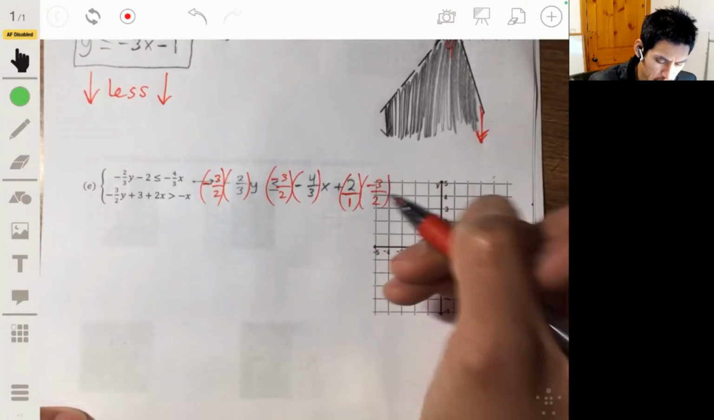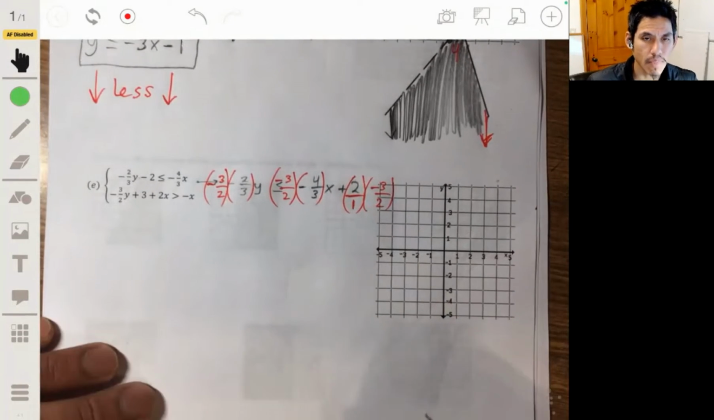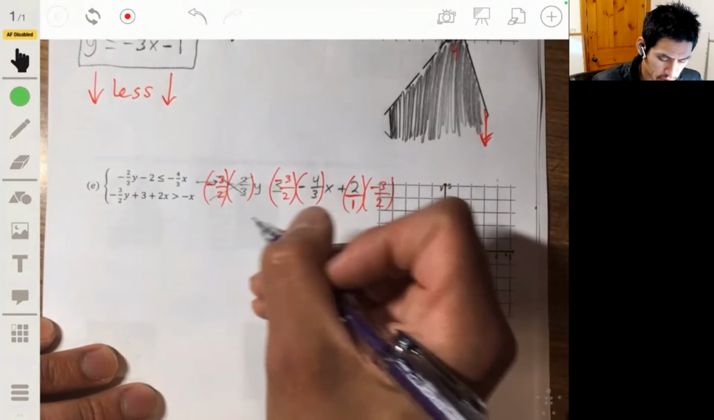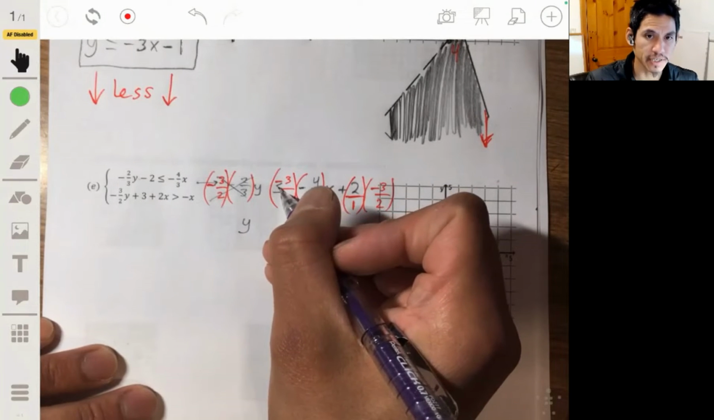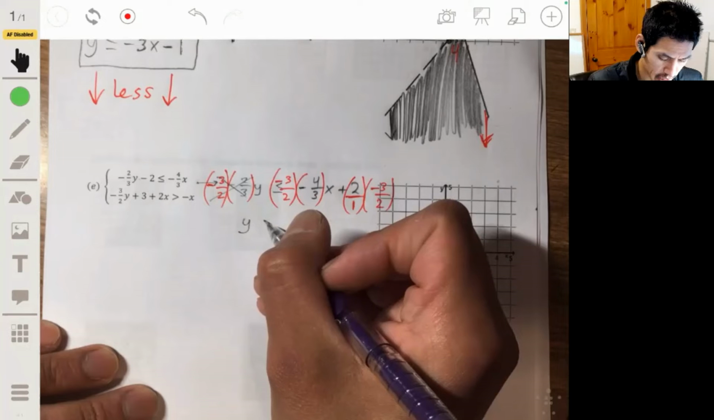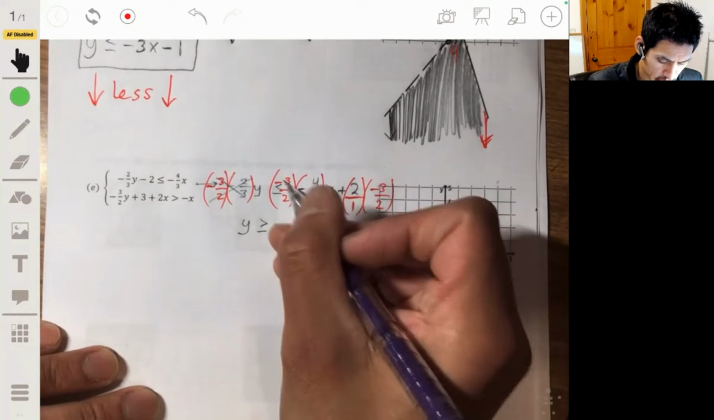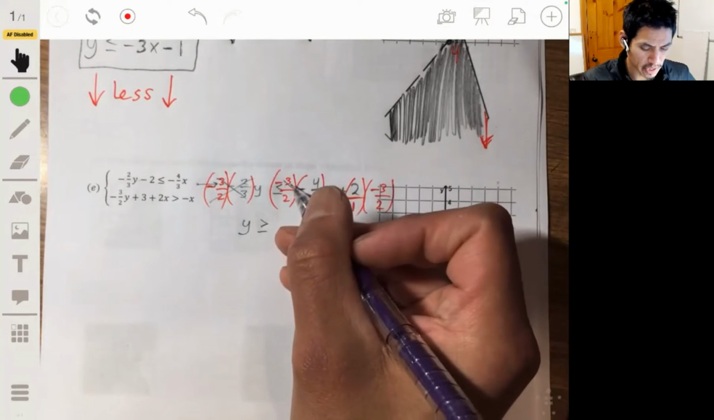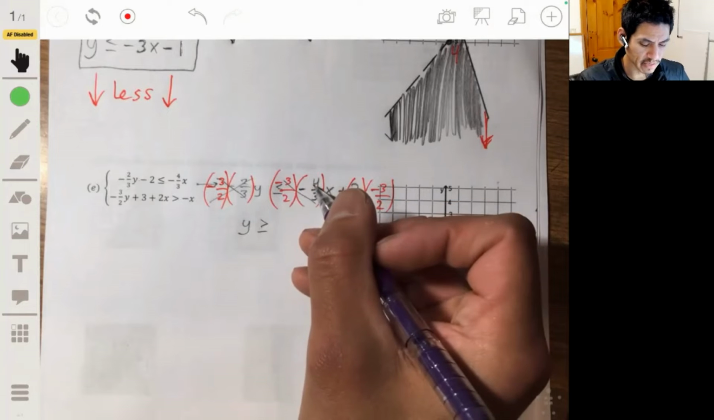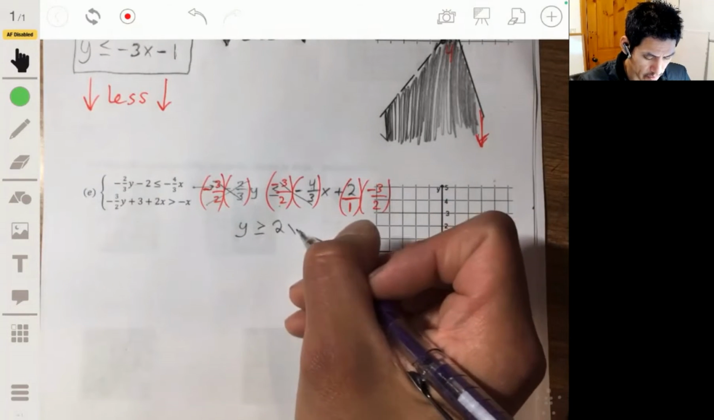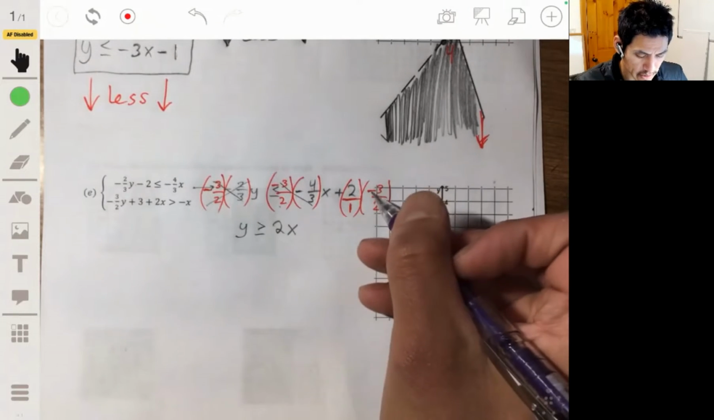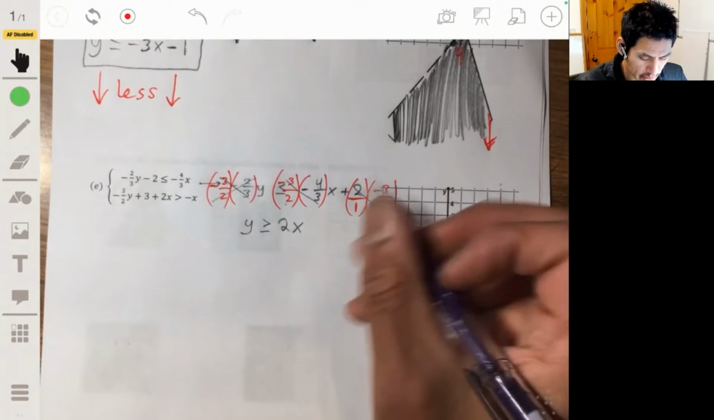2 is the same as 2 over 1. So doing that, these cancel. We get y is, this switches direction again because we're multiplying by a negative. We get y is greater than or equal to, these 3's cancel. We get a positive because the negative times the negative is a positive. 4 over 2 is just 2. 2x. These 2's cancel, and we get a minus 3.